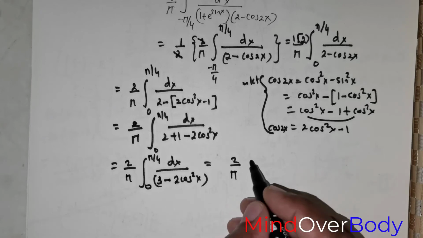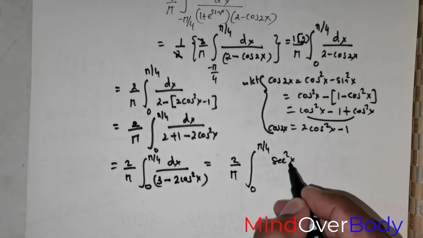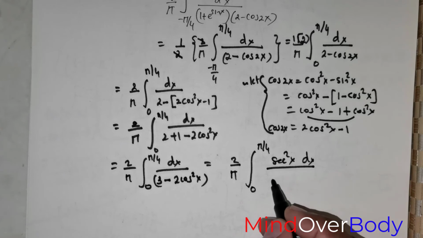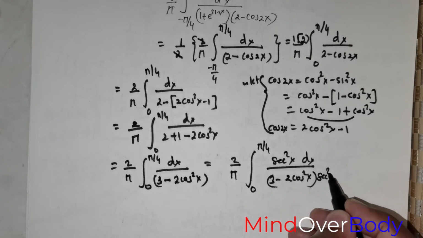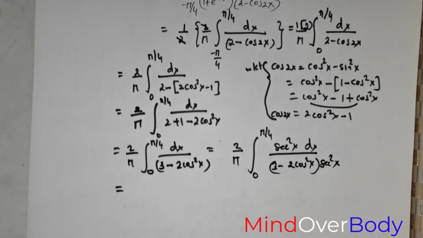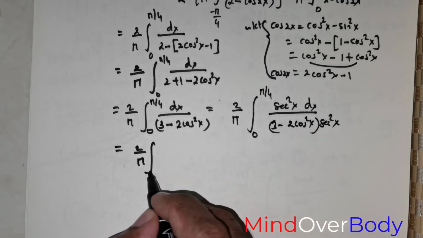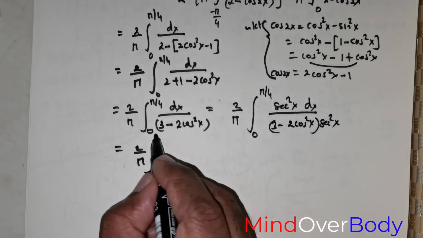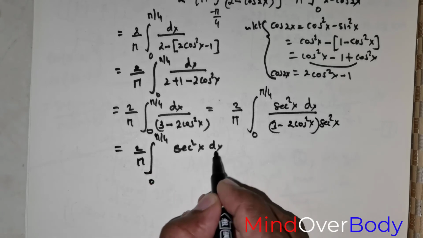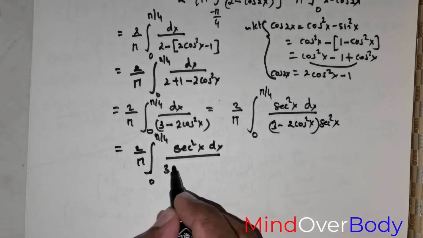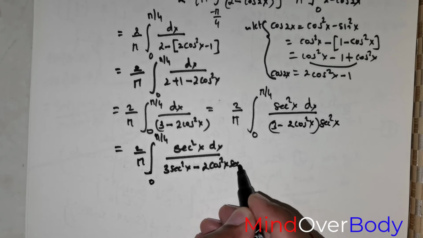So this is going to be 2 over pi integral 0 to pi over 4 secant squared x in the numerator divided by 3 negative 2 times cos squared x times secant squared x in the denominator. So this is equal to, I will distribute secant squared x in the denominator. So this is 2 over pi integral 0 to pi over 4 secant squared x times dx divided by 3 times secant squared x followed by negative 2 times cos squared x times secant squared x.